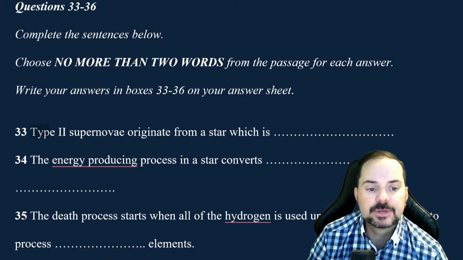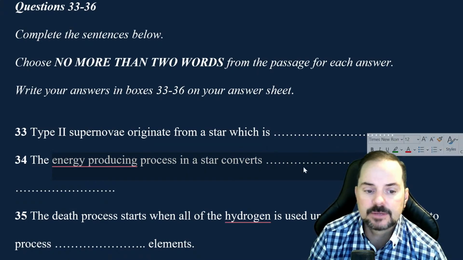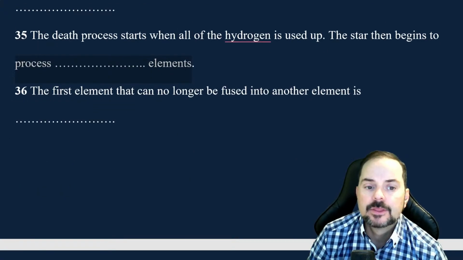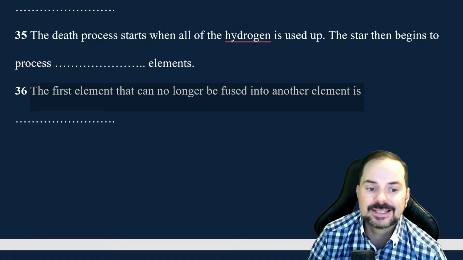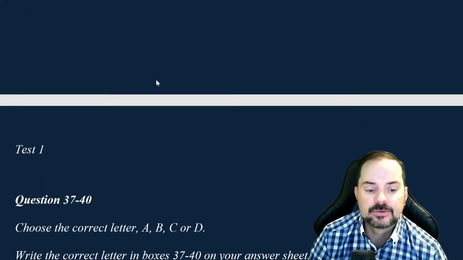All right, number 33. Type 2 supernovae originate from a star which is something. The energy producing process in a star converts something into something. The death process starts when all the hydrogen is used up. The star then begins to process something elements. The first element that can no longer be fused into another element is, okay? So again, everybody, I want you to read with me aloud, okay?